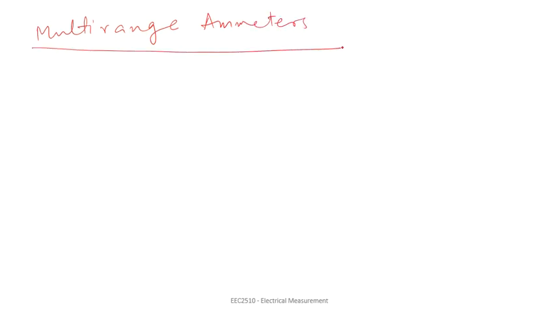Now in this lecture we will continue our discussion, and today we will start with multi-range ammeters. What we learned in the previous lecture is that a PMMC instrument can be used as an ammeter when a shunt is connected in parallel with the coil. For the multi-range ammeter, let me first draw the circuit, then we will discuss.